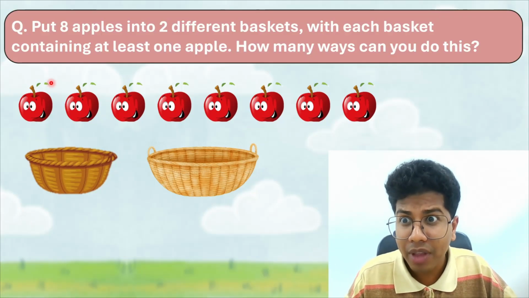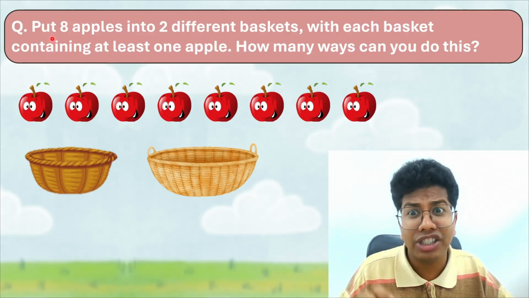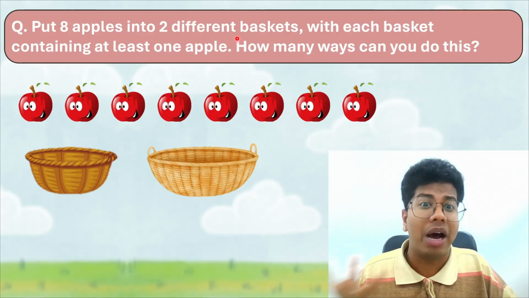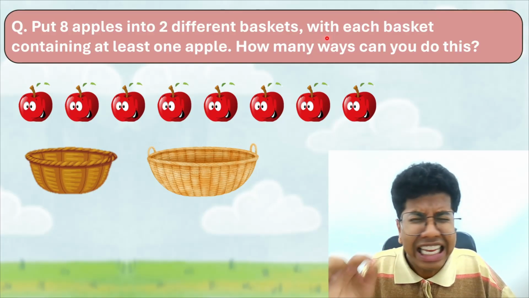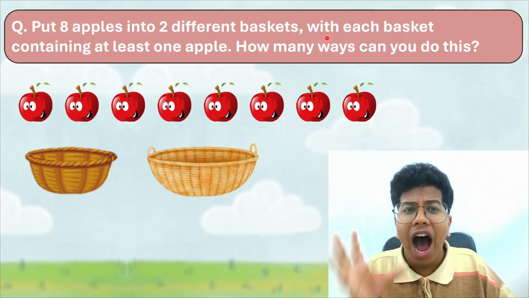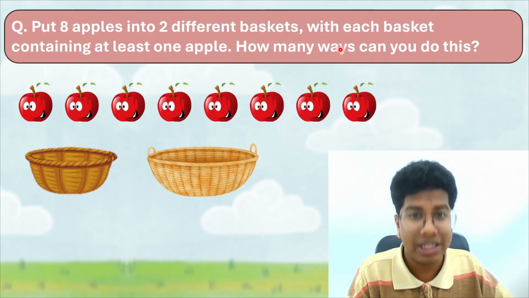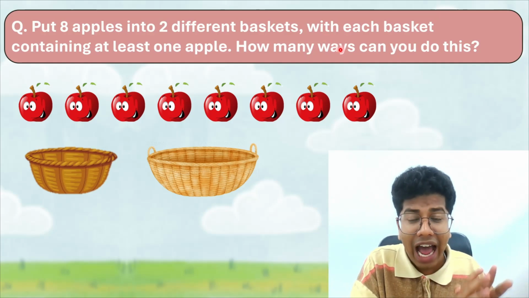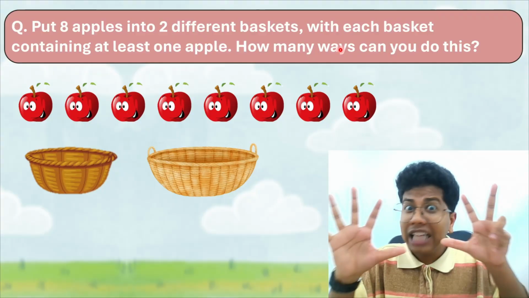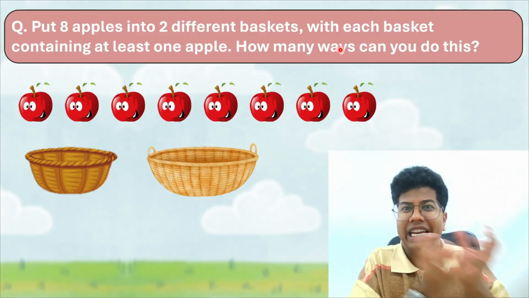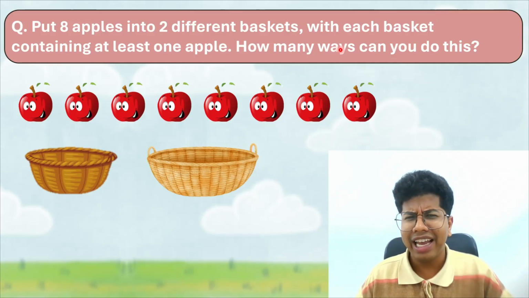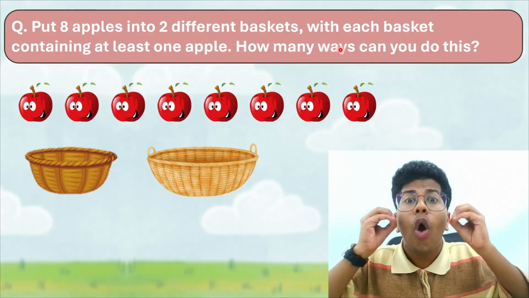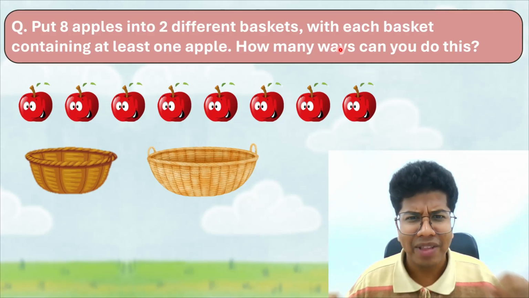The question says: put 8 apples into 2 different baskets, with each basket containing at least 1 apple. How many ways can you do this? So here in this question, I have 8 apples, and I have to put these 8 apples into different baskets. Now the question is asking, how many different ways are there?